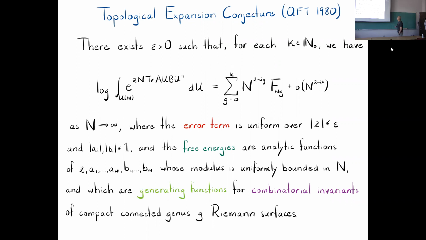It's a conjecture which came up in quantum field theory in 1980 in this famous paper of Itzykson and Zuber. There exists epsilon bigger than 0, such that for any non-negative integer I want, I can make an asymptotic expansion of the logarithm of this oscillatory integral, where everything is allowed to be complex, to whatever degree of fineness I would like. And these F_{N,g} are analytic functions of z and the eigenvalues of A and B, so genus g free energies, which are generating functions for some unknown class of combinatorial invariants. All right, so you don't know what they are because you don't have a Wick formula. It's not a priori clear at all what they should be. And so that conjecture was around for a long time.